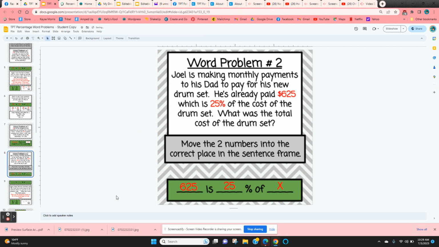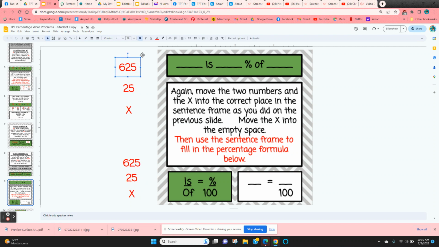Now we put all the numbers in the correct place in the sentence frame. On the next slide, you're just going to do this again so they can check back here if they need to see where they put the numbers. 625 is 25% of X.